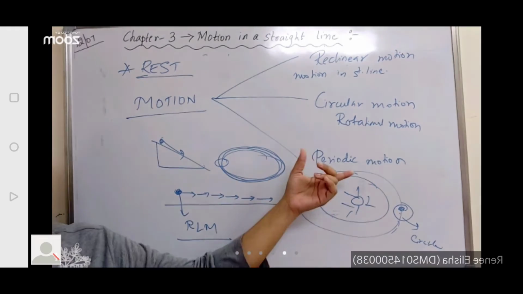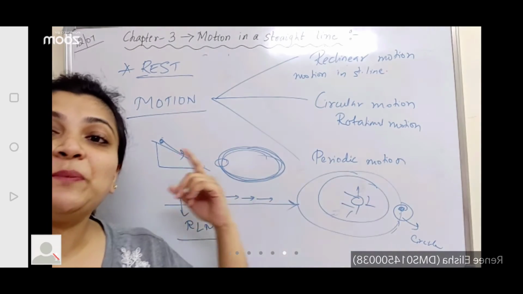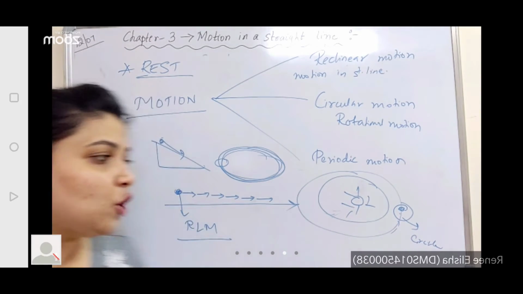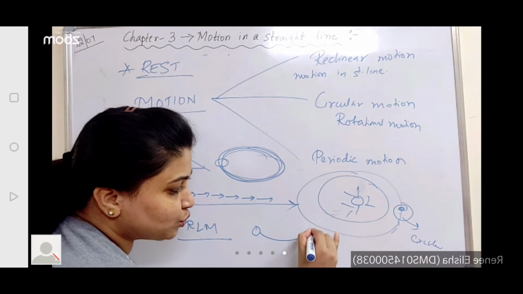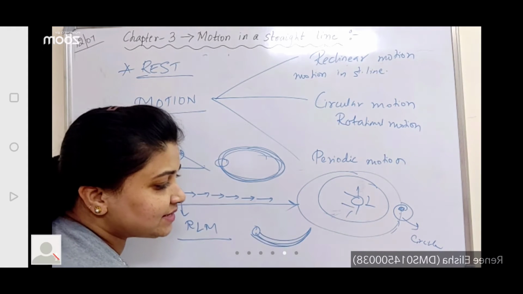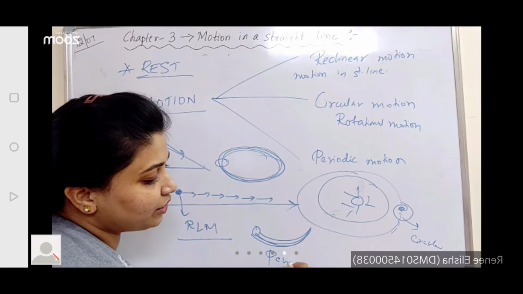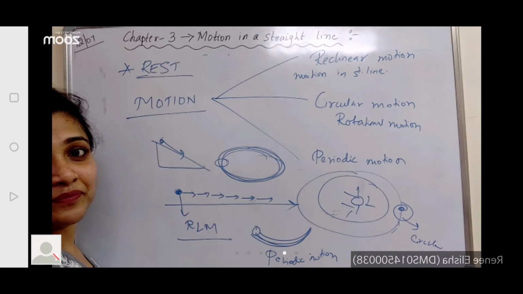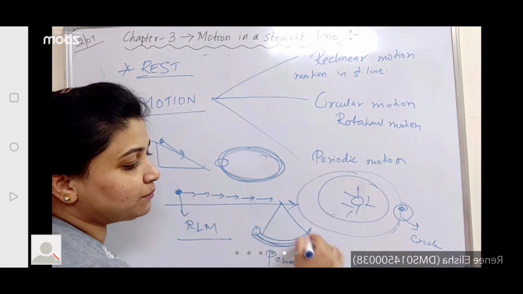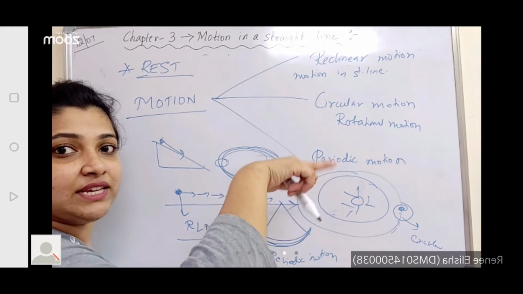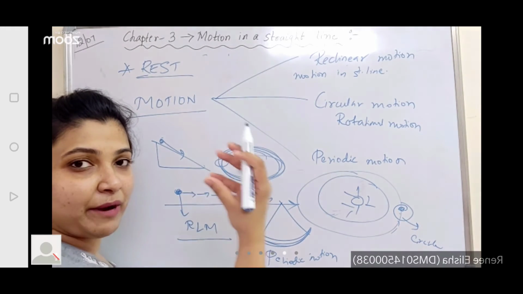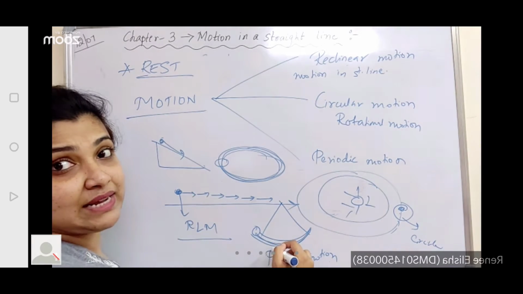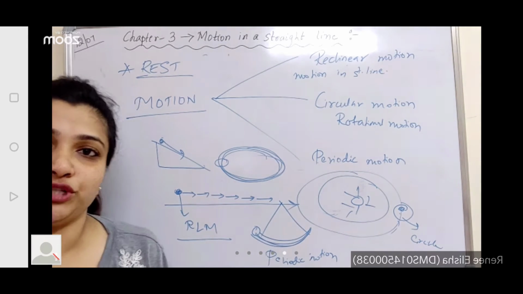Now next we have the third type of motion, which is called periodic motion. Now what is periodic motion? Motion of a particle which goes to and fro, suppose this is a particle, this type of motion is called periodic motion. Where do we find periodic motion? You can see it in a pendulum clock, right? In a pendulum clock, you can see that the bob, the down part of the pendulum, is going to and fro. So such to and fro motion of a particle is said to exhibit periodic motion.